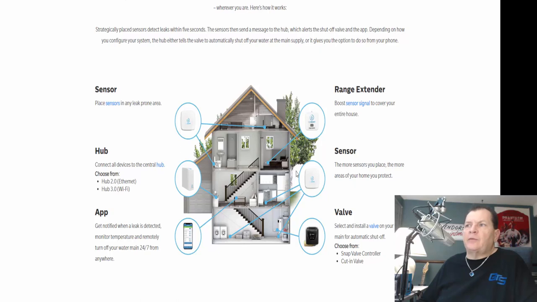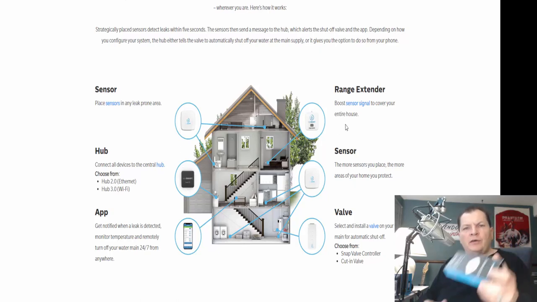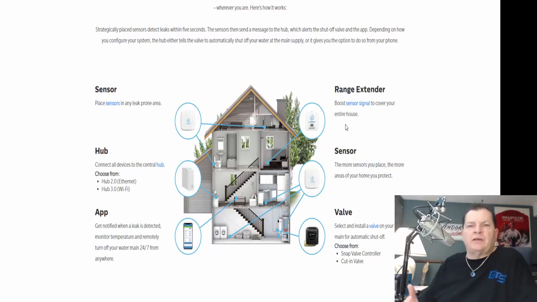And then again, you're going to scatter some sensors around your home. These are all components. You purchase each one separately as you need. Of course, you just need one valve.